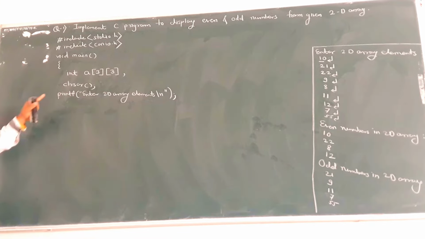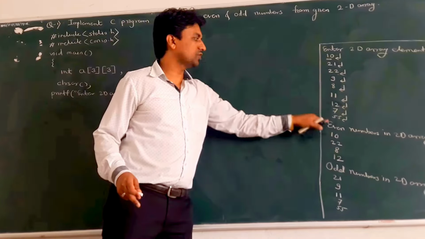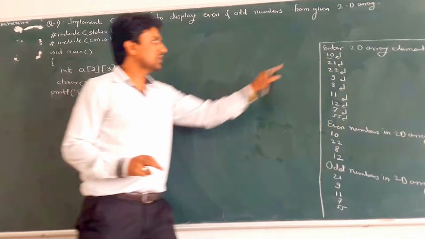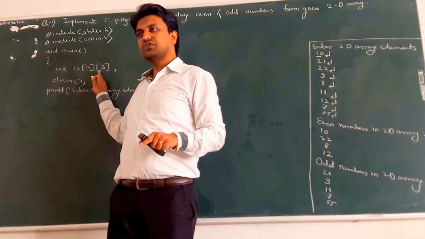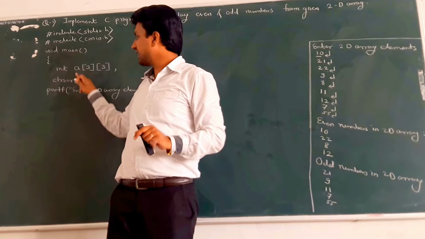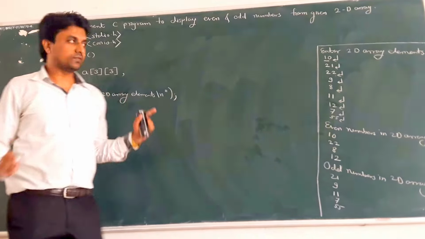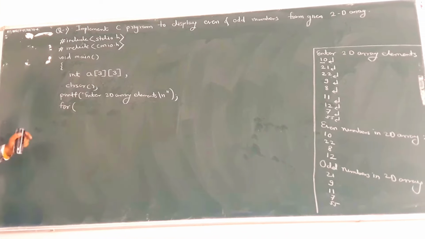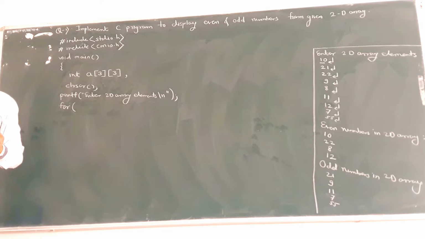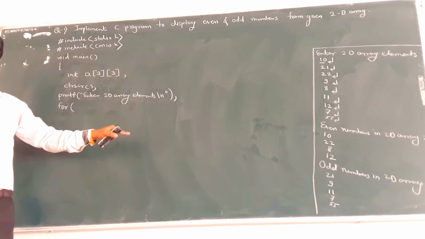Next line. After that, scan the 9 elements of the two-dimensional array. That means the first element is saved at the index a of 0, 0. The second element is saved at the index a of 0, 1, and so on. For that, we have to call the scanning statement 9 different times, and save each particular value at the particular location of the two-dimensional array.